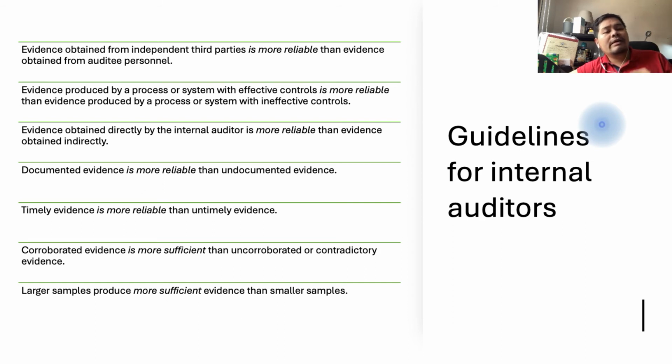Okay? Also, evidence obtained directly by the internal auditor is more reliable than the evidence obtained indirectly. So meaning, initially, ang unang nakatanggap ng document or ng evidence is the internal auditor. That makes that evidence more reliable than those that the internal auditor obtained from others. Okay? Lalo na kung within a company nang galing yung documenting, kasi it is subject to manipulation or modification, right?